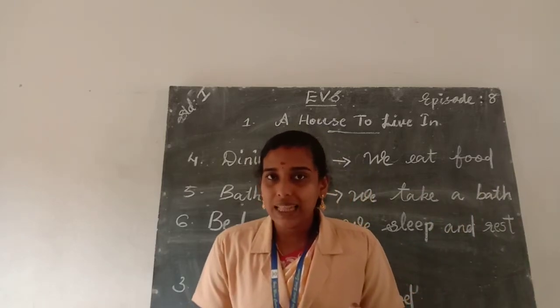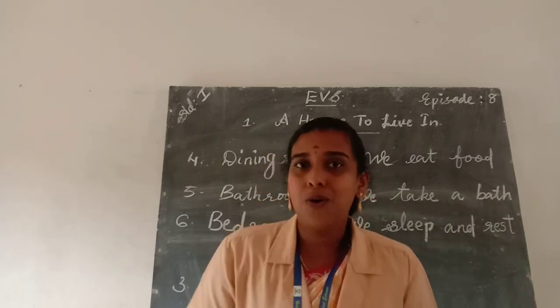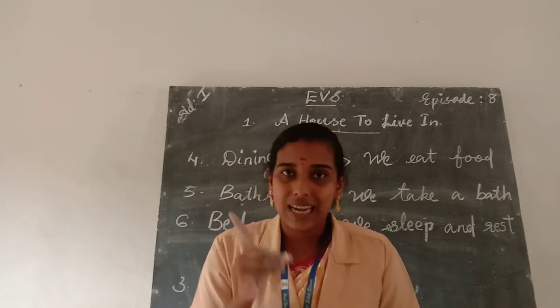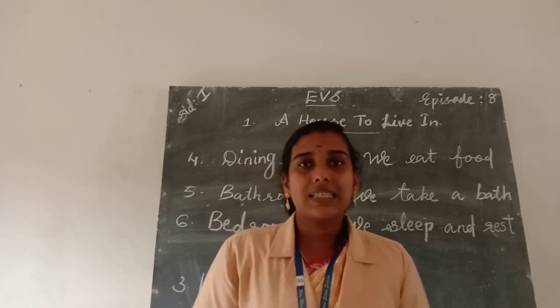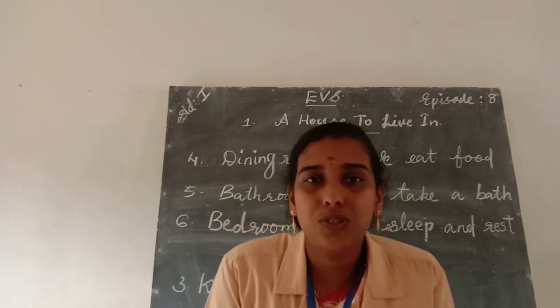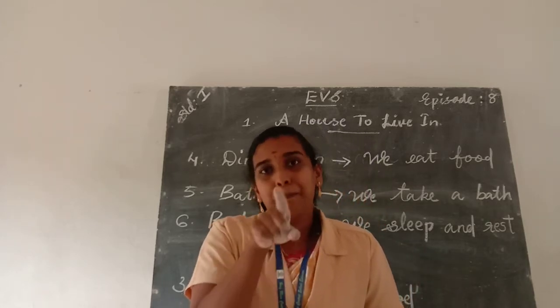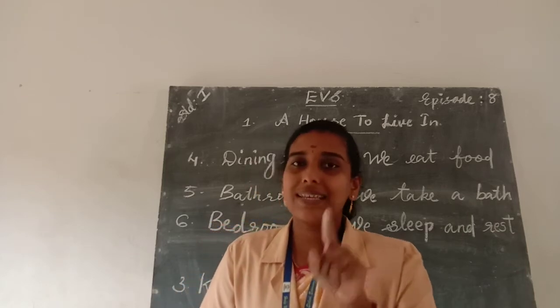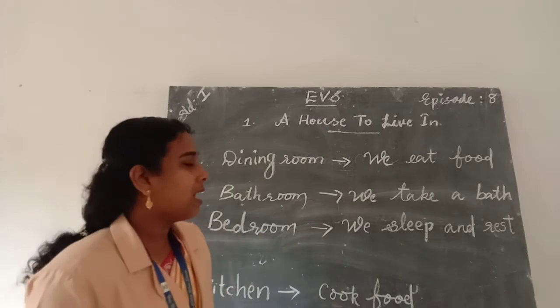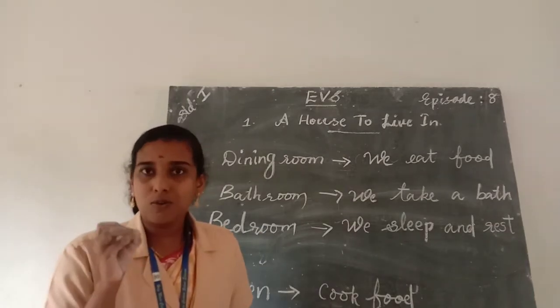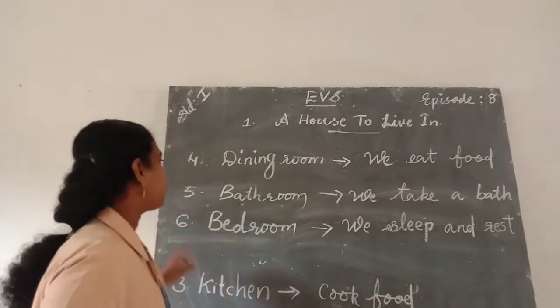And we study in the study room. And we sleep in the bedroom. And we rest in the bedroom. We sleep and rest in the bedroom. So these are the different types of rooms in a house.